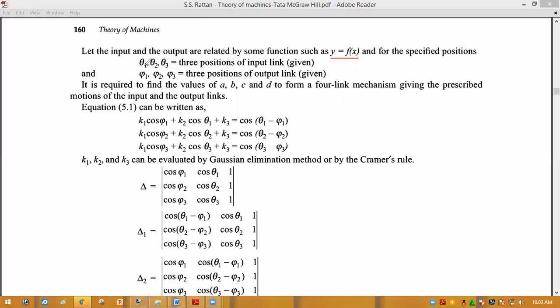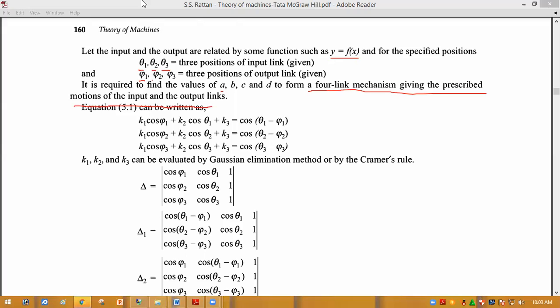For example, we have three positions of the input link, theta 1, theta 2 and theta 3, and three output angles, phi 1, phi 2 and phi 3. It is required to find the values of A, B, C, D to form a four link mechanism giving the prescribed motion of the input and output links. So we have to find the length, or the magnitude, of each link: link AB, link BC, link CD, and link AD. Then only can we construct the four link mechanism.